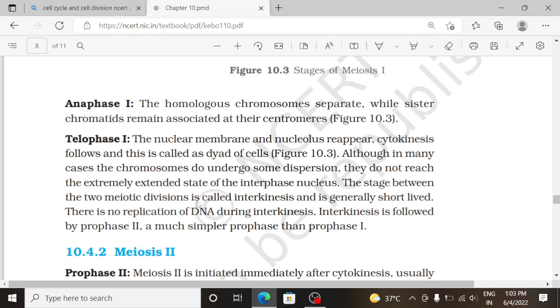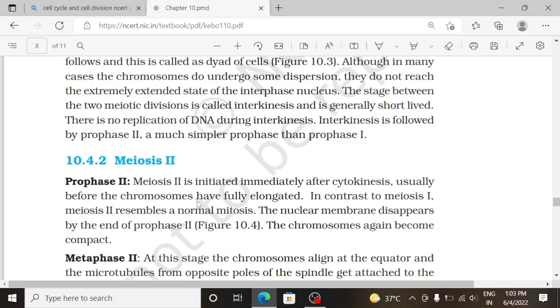of the interphase nucleus. The stage between the two meiotic divisions is called interkinesis and is generally short-lived. There is no replication of DNA during interkinesis. Interkinesis is followed by prophase 2, a much simpler prophase than prophase 1.